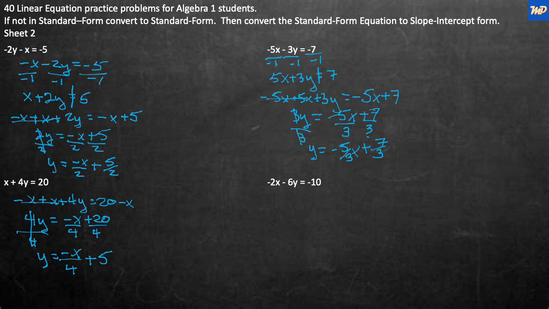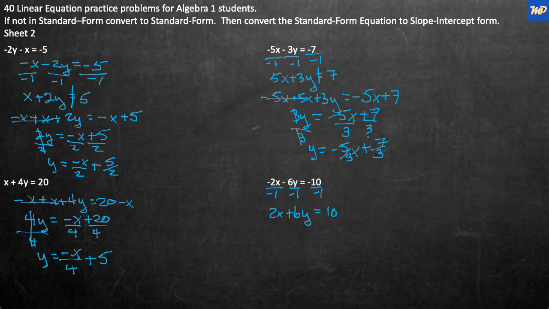Next equation. The format is correct except for the negative sign on the 2x. So we're going to get rid of the negative. We're going to divide by negative 1, and divide by negative 1 and divide by negative 1. And when we do that, the negatives all cancel here, and this is a negative also. All the negatives cancel. So we end up with 2x plus 6y equals 10.